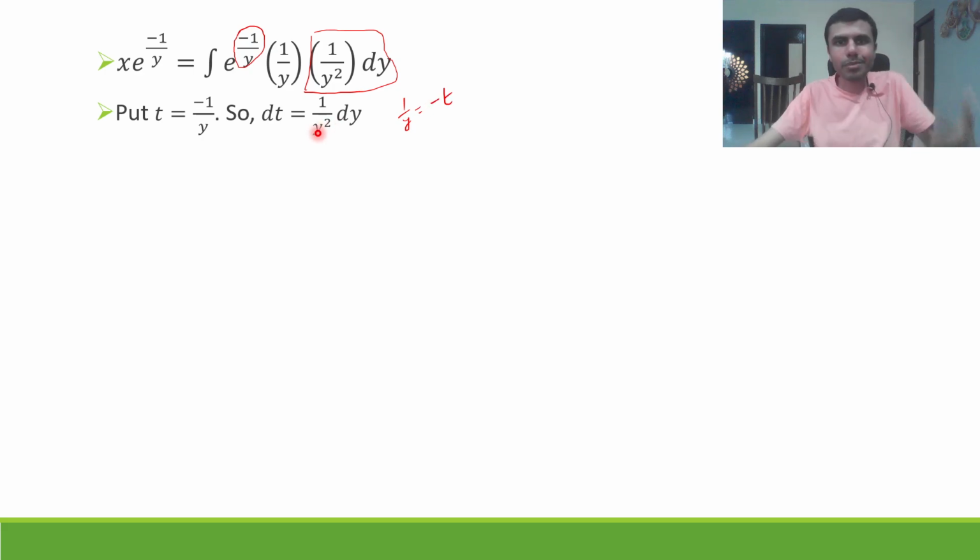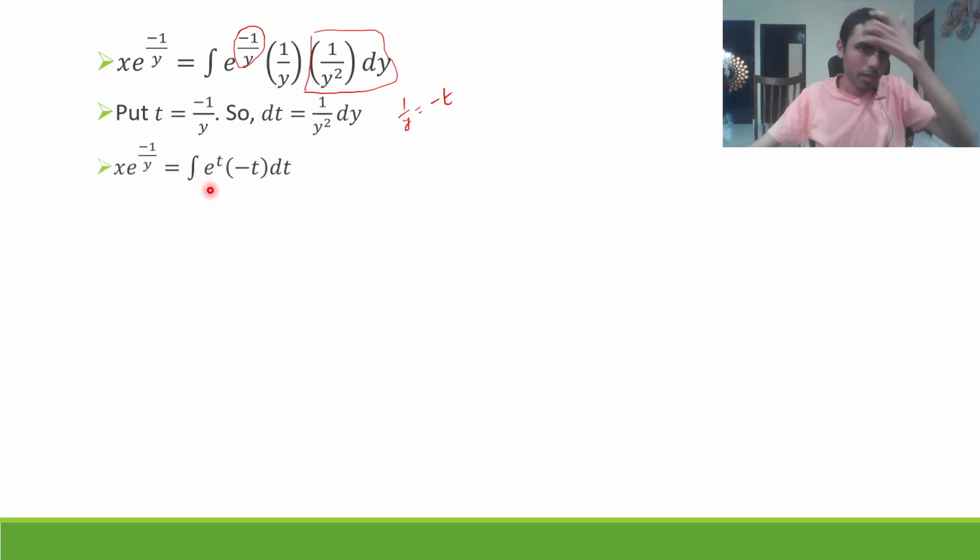Now with all the substitutions, this is something which you might have learned, the substitution method in integrals. So x e power minus 1 by y will be integral e power t into, 1 by y has become minus t, and dt. It's looking so cute, right? This big, bulky guy has become so cute.